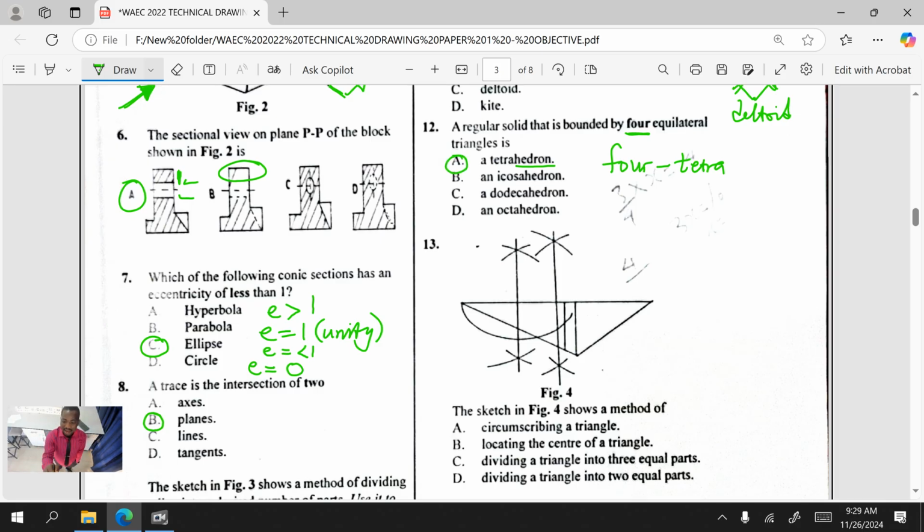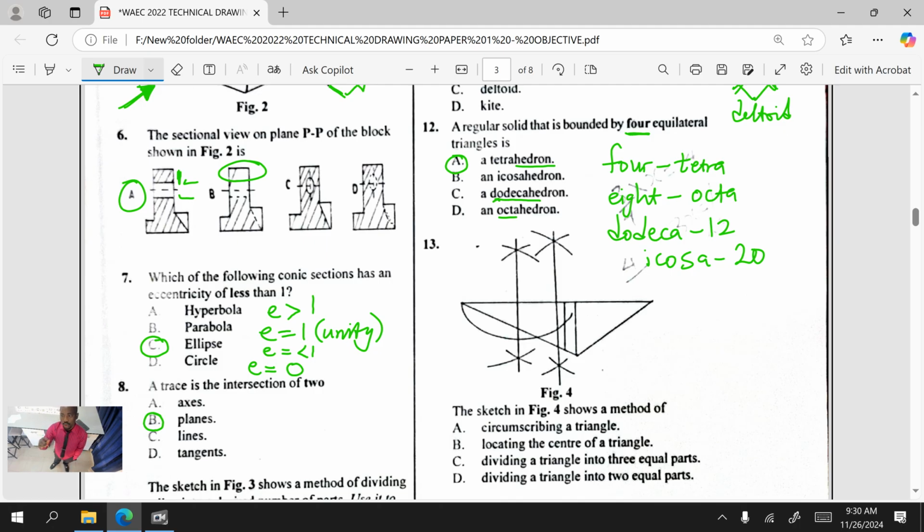I'll analyze the others. When we have octa, that is 8. You remember your octagon, right? Good. Octa. When we have dodecahedron, remember your dodecagon. Good. Dodeca is what? 12. Icosahedron. How many people know icosagon? Go and find out. That is 20. Do you get that now? Icosagon is 20. So we have icosahedron.